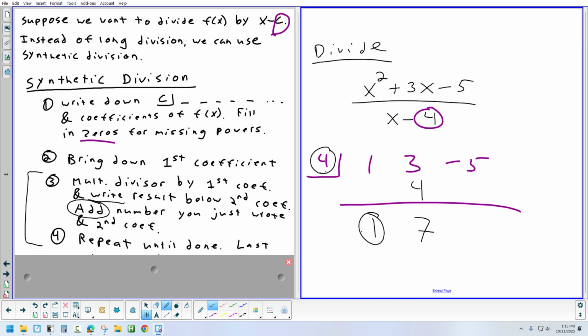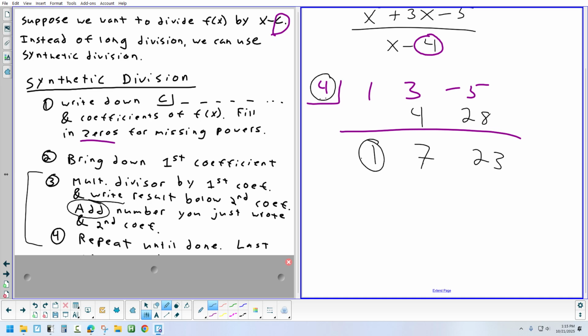So now keep repeating steps 3 and 4. What's 4 times 7? Yeah. 28. And add that column up. What's negative 5 plus 28? 23. And that's it. That's a synthetic division problem.